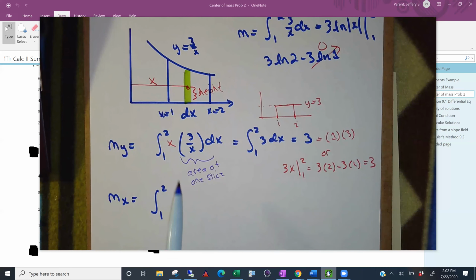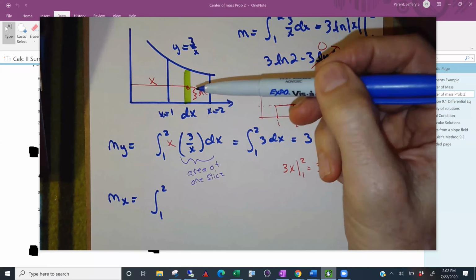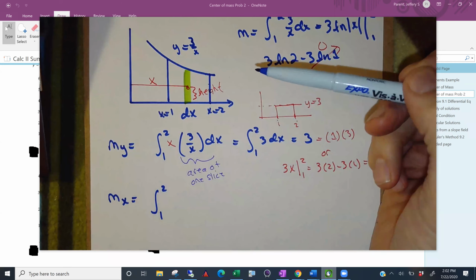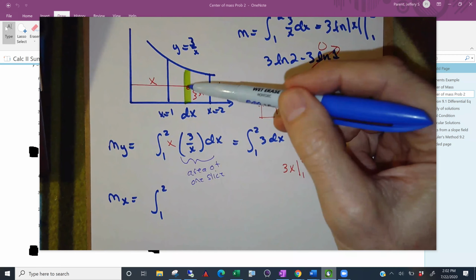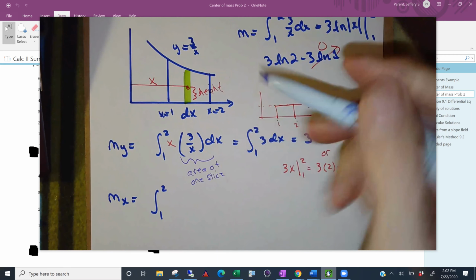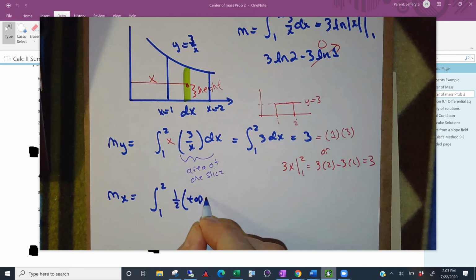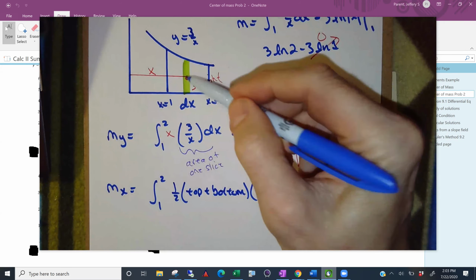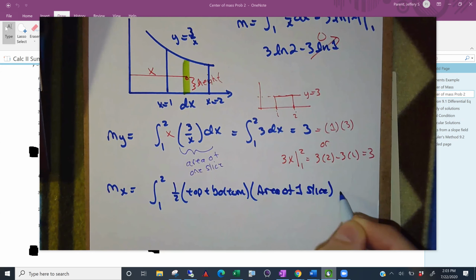Let's find m sub x here. M sub x is going to be the tendency to want to rotate around the x-axis. It's as if the x-axis was a door hinge and you want to know how much force that plate is turning with. That force is going to be felt right at the midpoint, or the middle, of this height. So we're going to have to find the average height. It's going to be 1/2, top plus bottom, times the area of one slice.